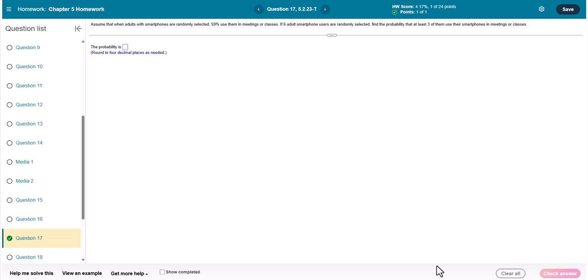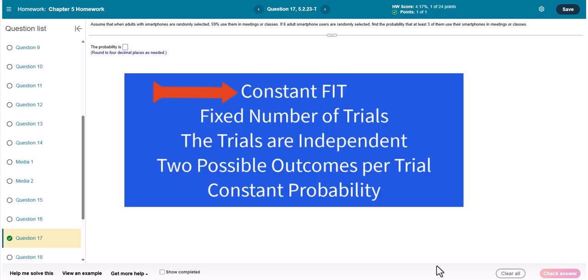It fits the parameters of a binomial probability because there is a fixed number of trials. In this case, 6 adult smartphone users are randomly selected. There's an independence. In other words, the probability that one smartphone user uses their smartphone in meetings or classes does not affect the probability that another adult will also use their smartphone in meetings or classes.